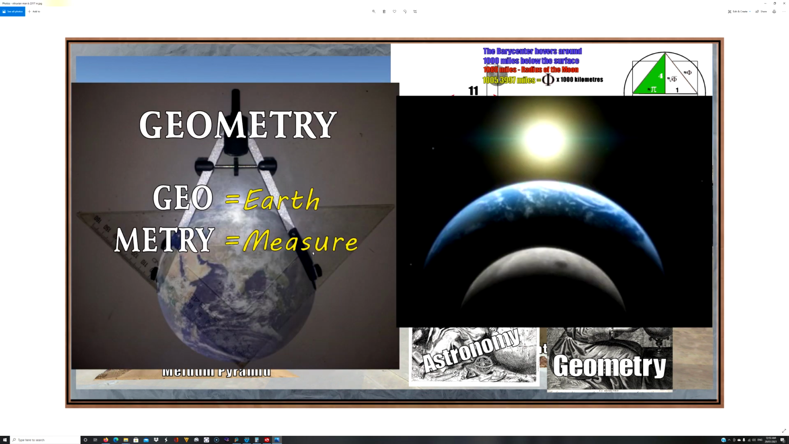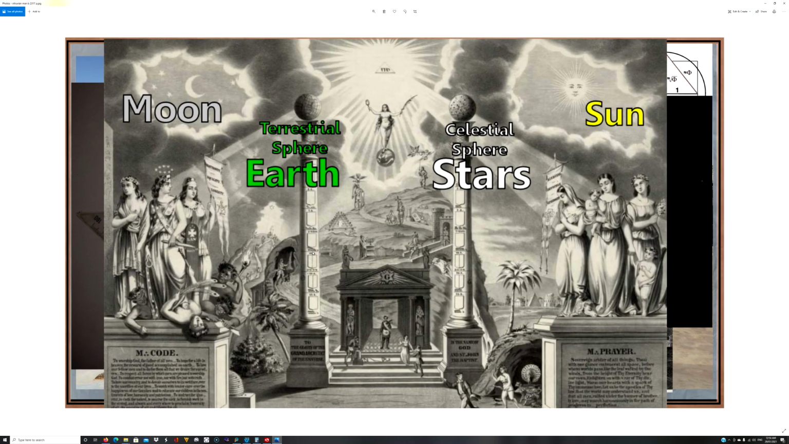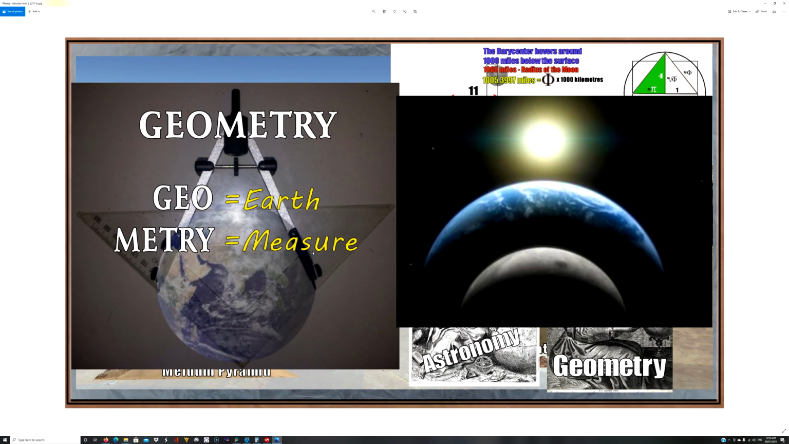Geometry: geo is Earth, as in Gaia, Earth, and metry, as in meter, is measurement. Ancient Greek words. Metron. Gaia in Greek is geo. Metron is metry, measure. Well, that's where the meter comes from.